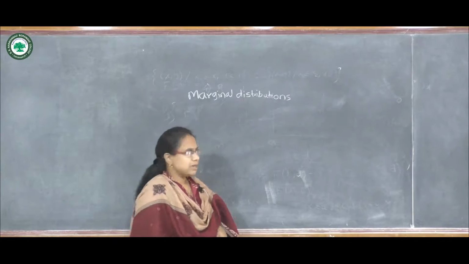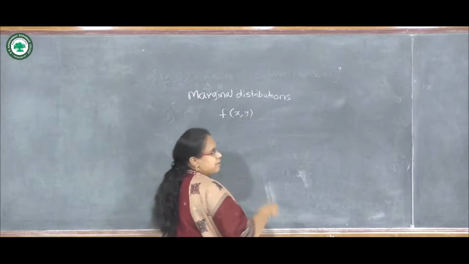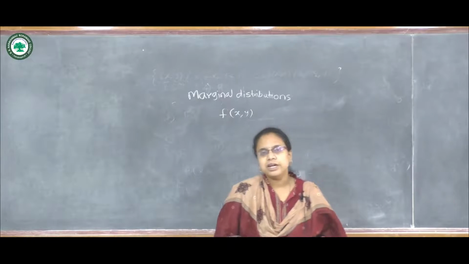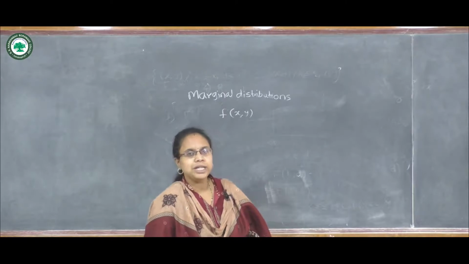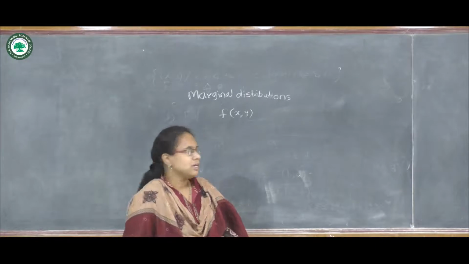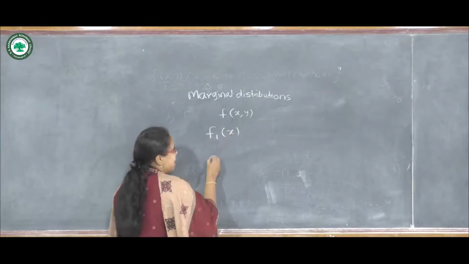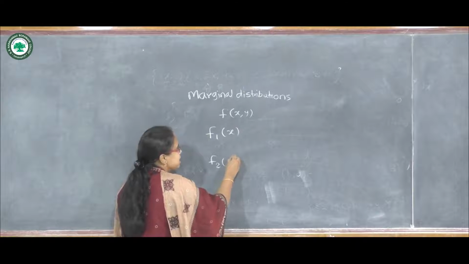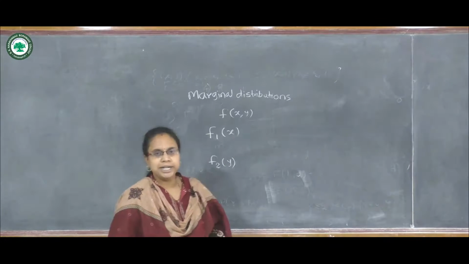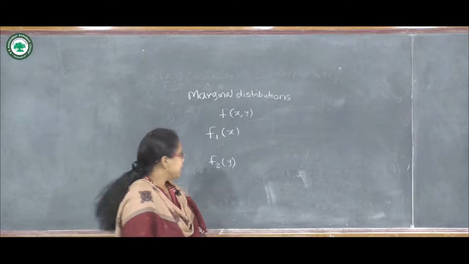Means we are given the PDF of x comma y, f of xy, and we are interested in finding the PDF of x alone or the PDF of y alone. Then it can be denoted as f1x and f2y. So these are called the marginal PDFs of x and y, and they are calculated.